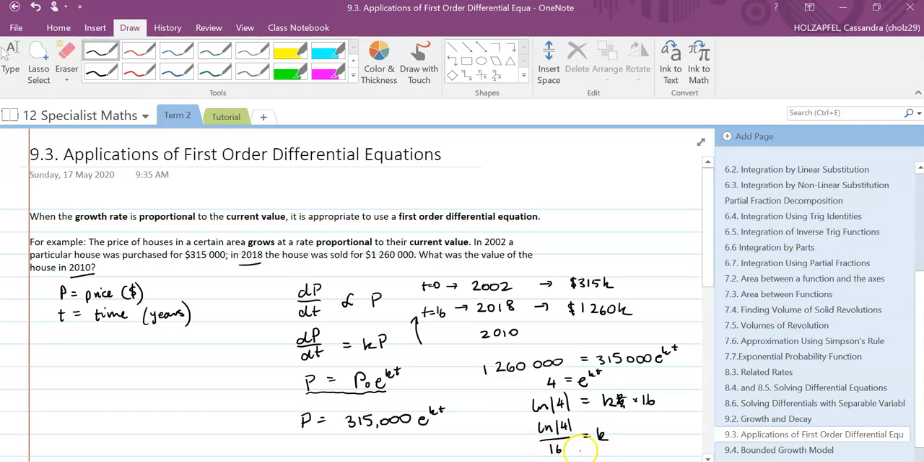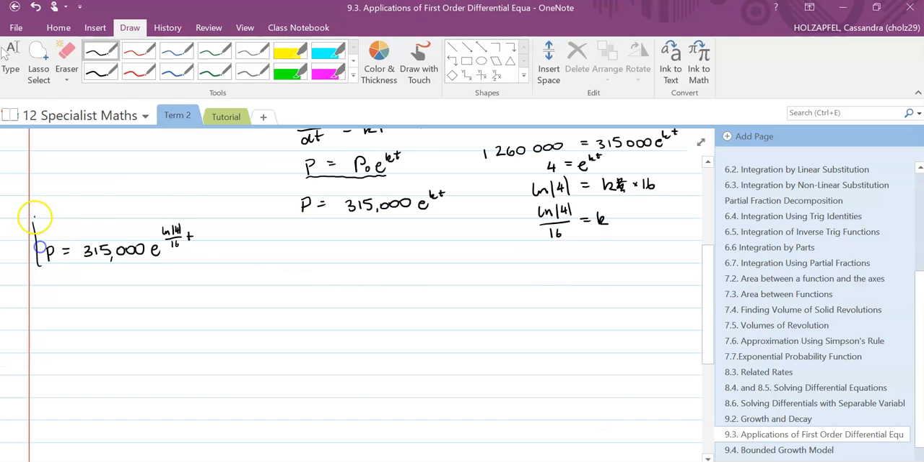Now, this is probably going to be a decimal answer, so I'm going to leave it in this exact form, and I'm going to substitute that back into my equation to solve for the value of the house in 2010. So here we have our formula. The last thing we're going to do: we know that in 2010 t was equal to 8, because that's 8 years after 2002. So now I can just substitute that in.